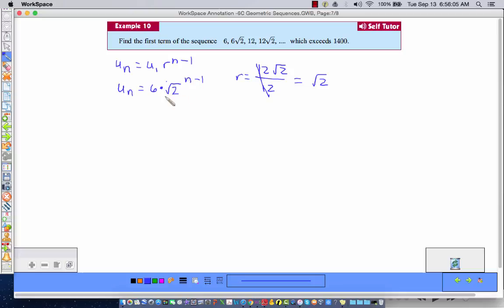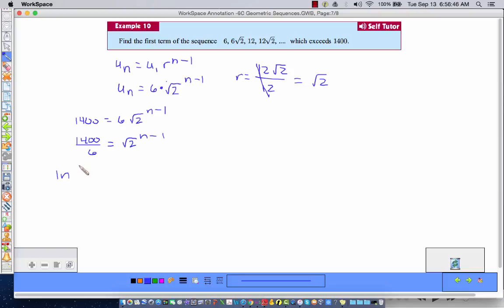I don't need parentheses here because this doesn't include a negative. So I don't have to use the parentheses if I don't want to. Okay, so this is a bit nasty here. We could use logarithms, so we need to see which one exceeds 1400. 1400 would be equal to 6 root 2 to the n minus 1, and divide by 6. So 1400 over 6 equals root 2 to the n minus 1.